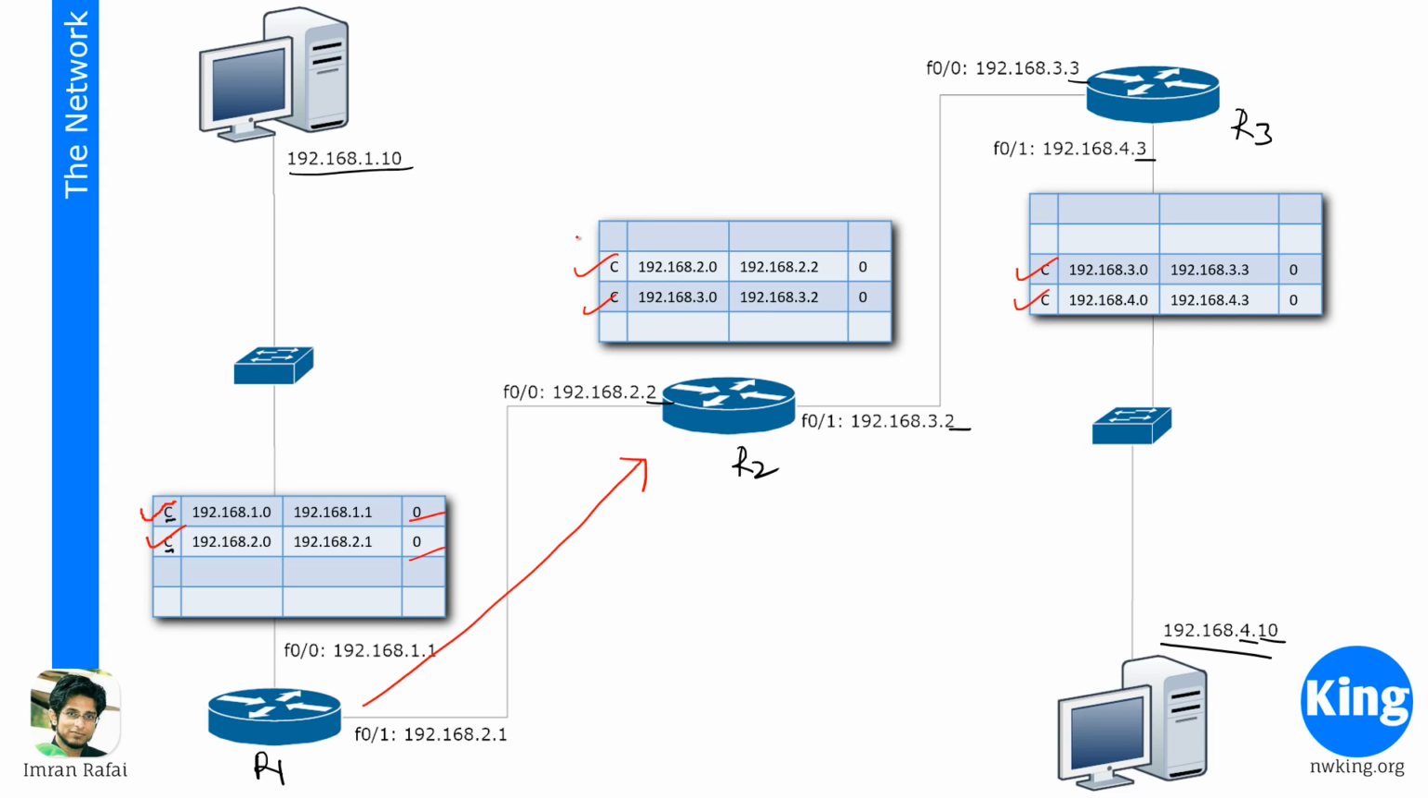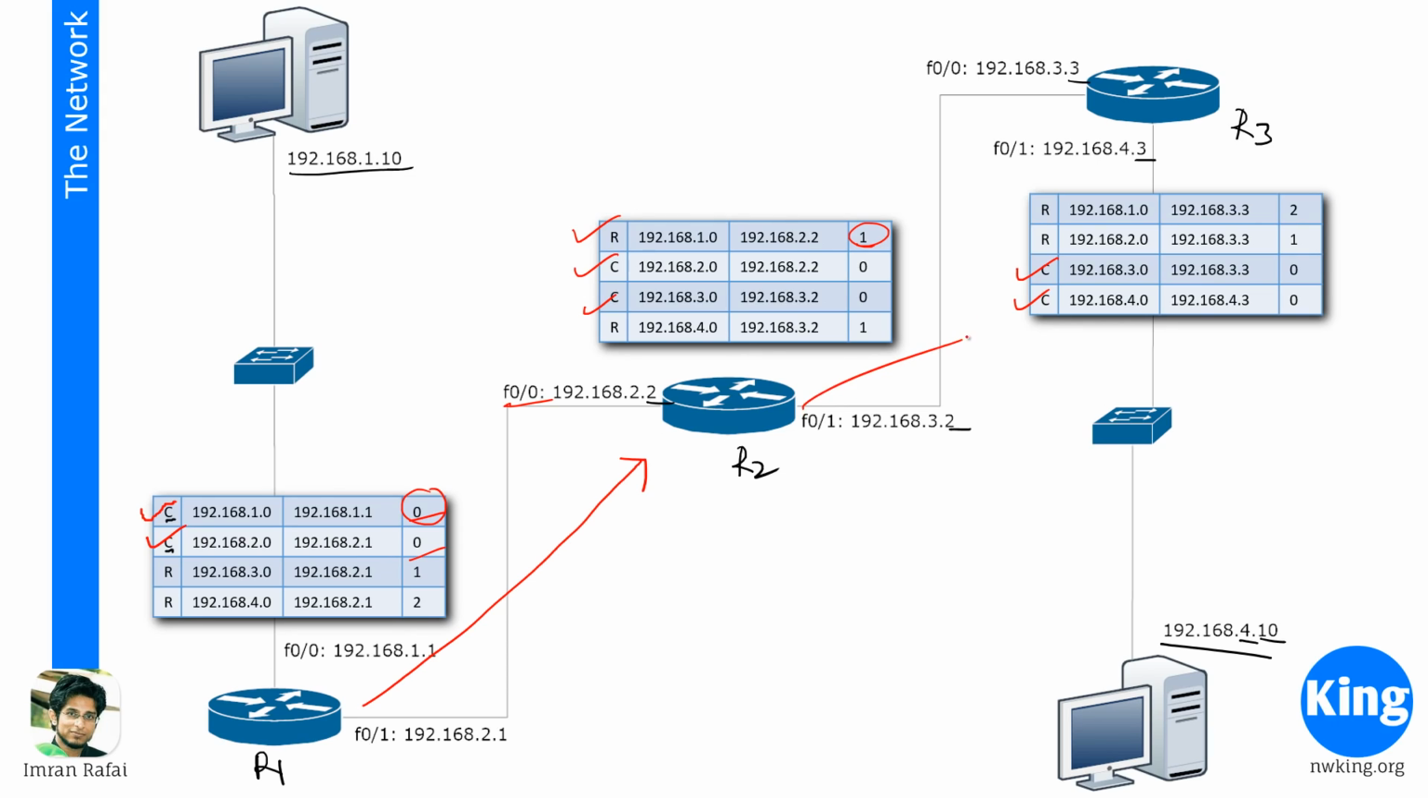Since router 2 already knows about 2.0, it is only going to take the update of 1.0, and it is going to populate this 1.0 here. So what does it say? 192.168.1.0 is accessible through 192.168.2.2, or the FastEthernet 0/0 interface, with a hop count of 1. Why? Because it sent an update with a hop count of 0. It adds 1 to it, so the hop count is 1.